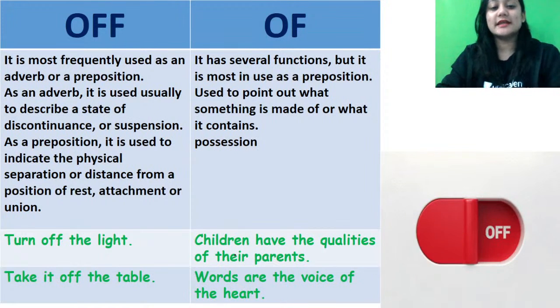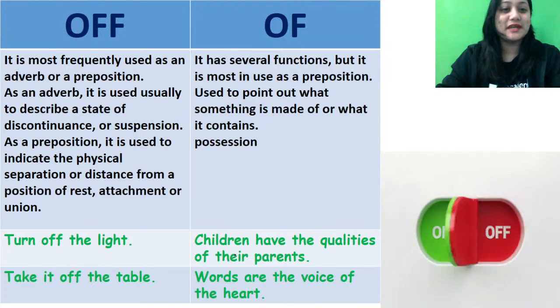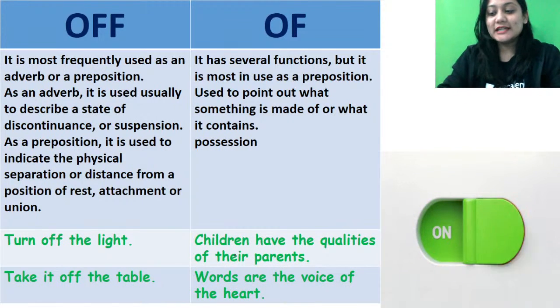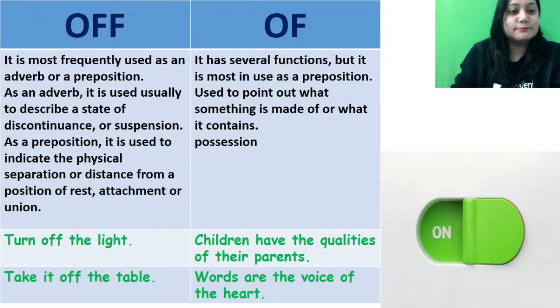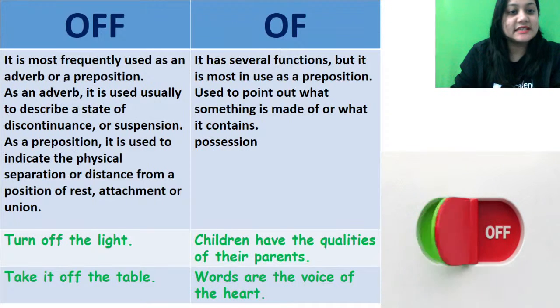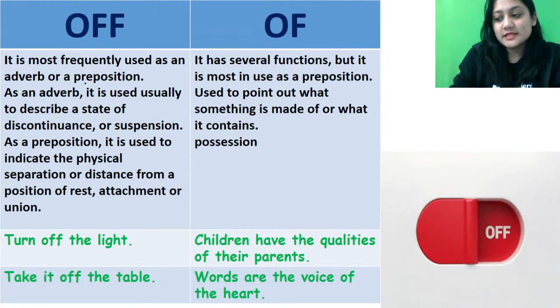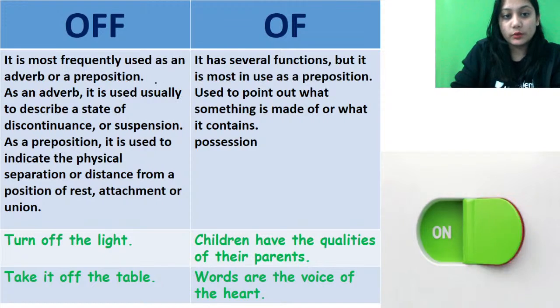The next word in which I have seen people committing errors is off and of. So sadly, they are pronounced pretty similarly, right? But they have very different meanings attached to each one. This of is most frequently used as an adverb or a preposition. What is an adverb and what is a preposition? A preposition talks about the positioning of the noun, right? Of the noun. That's your preposition.